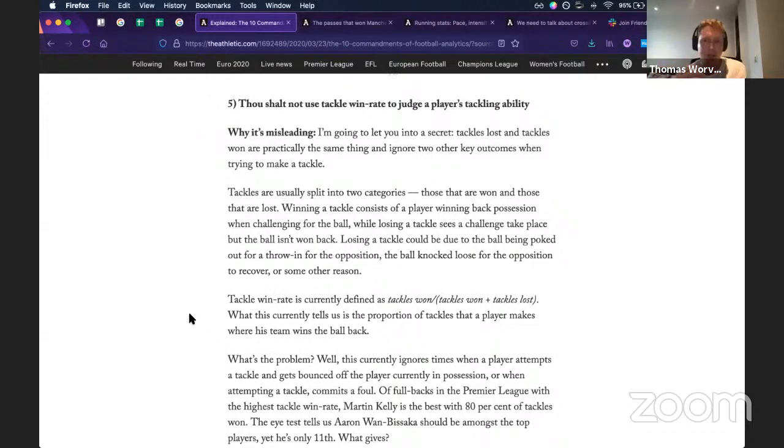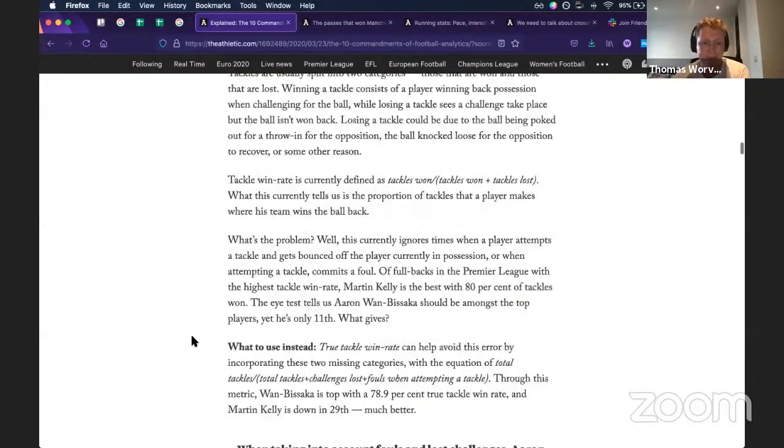So if you adjust for that, you see that he might drop down the list, and it shows that there are times when he's trying to win the ball back, but he's not very efficient at doing so.